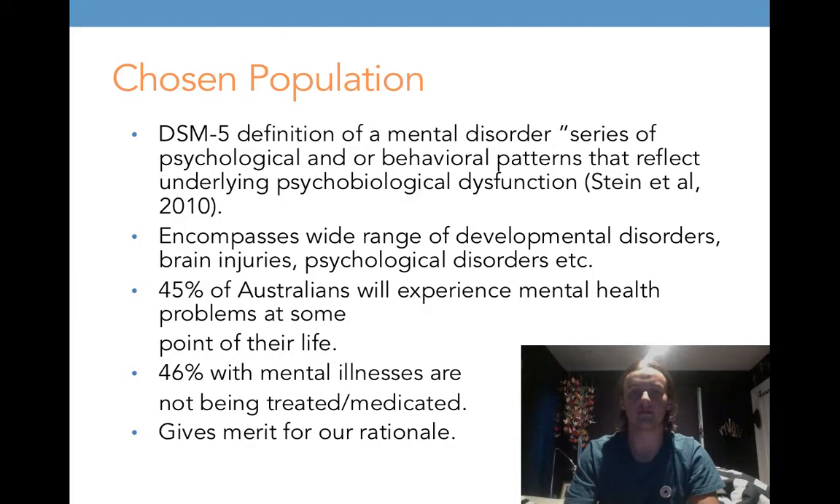The Diagnostic and Statistical Manual of Mental Disorders, commonly referred to as the DSM, is currently in its 5th edition, DSM-5. A definition of mental or psychiatric disorder is given, and states that while there is no fit definition to encapsulate the entire scope of mental disability, a mental disorder is a series of psychological and/or behavioral patterns that reflect an underlying psychobiological dysfunction.